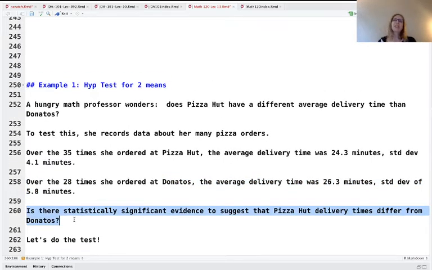So the million-dollar question here is: is there statistically significant evidence to suggest that there is a difference in these mean delivery times? I mean, clearly there's a difference in our sample data. One of them is 24.3, one of them is 26.3, but maybe that's just due to random chance. Do we have statistically significant evidence that one of them is faster than the other? Well, let's do the test. We might not be saving lives here, but we're still answering a very important question.